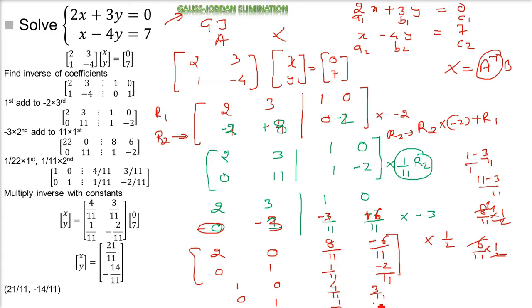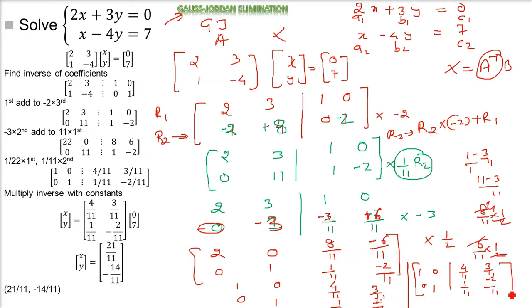So let me just write all the values. I'll write it one more because it is going down. So the final value I'm going to write is 1 0 0 1, and then we have this vertical bar, 4 by 11, 3 by 11, 1 by 11, and minus 2 by 11.